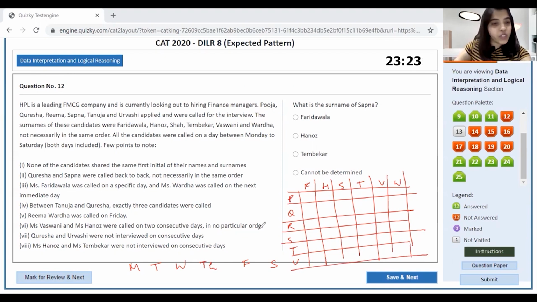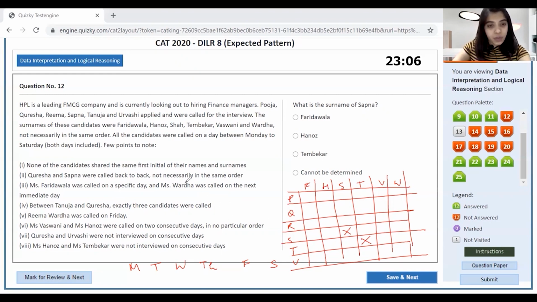Now let's go through the information that they've given us. None of the candidates shared the first initial of the names and surnames. Fine. So P, there's no P surname. Q, no surname. R, no surname. S, they're saying S is not S surname. T is not T surname. Okay, U we don't have.